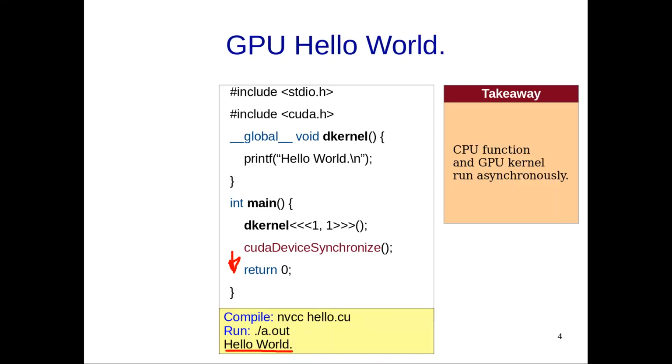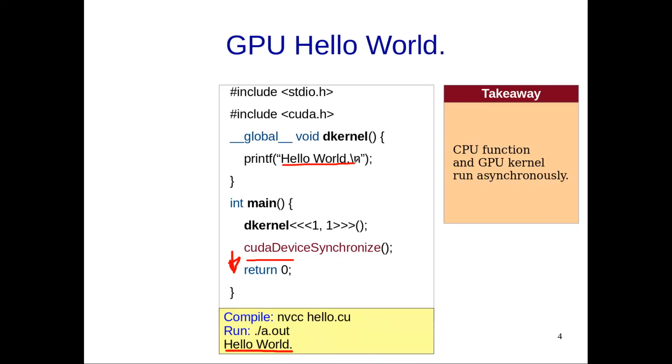Jagdish is asking, can you explain cudaDeviceSynchronize? cudaDeviceSynchronize allows the CPU to wait for any GPU-related processing to finish. In this case, the GPU-related processing is calling this particular function, or kernel. Until that kernel is over, the CPU is not going to proceed. So if there is a printf at this point, that printf is guaranteed to be executed after this hello world, if there is a cudaDeviceSynchronize.